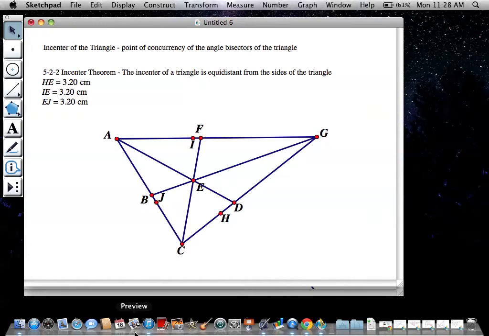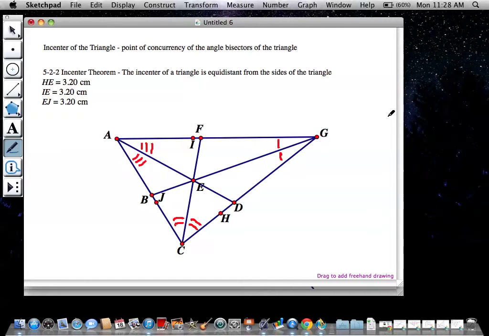All right. The incenter of a triangle is the point of concurrency of the angle bisectors of the triangle. So for incenter, think of it as inside. No matter what shape it is, it's always going to be inside. So this angle is congruent to this angle. This angle is congruent to this one. And this angle is congruent to this one. These are the angle bisectors.